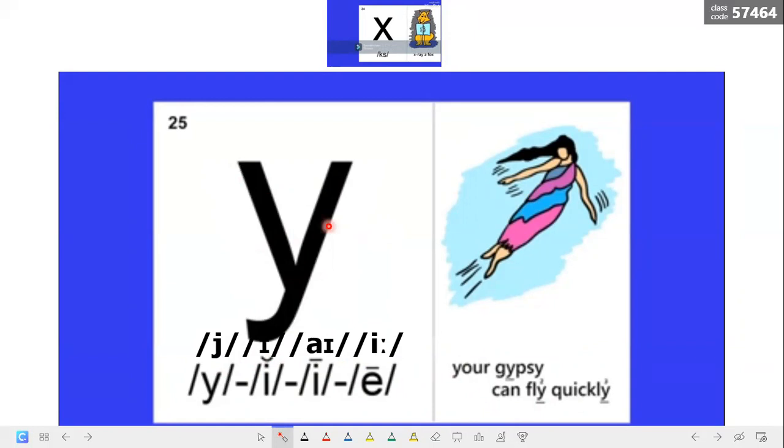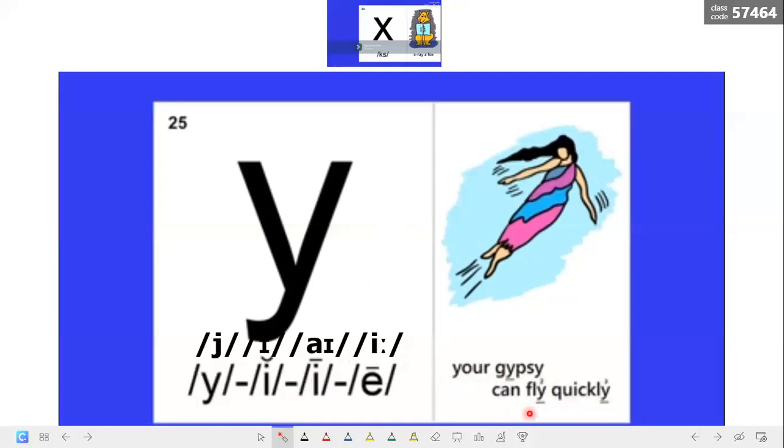So this letter is very special, and we need to give it more attention in pronunciation, because it could be a consonant when we pronounce it "yeah," like the word "yet," like the word "your," but it could be a vowel sound when we say "ih," "I," or "E." Your gypsy can fly quickly.